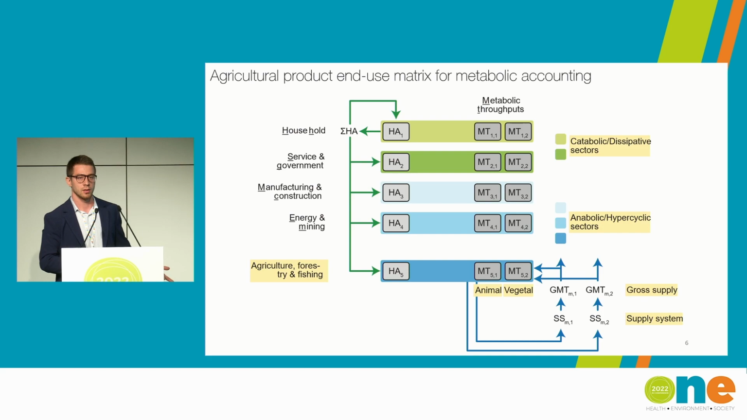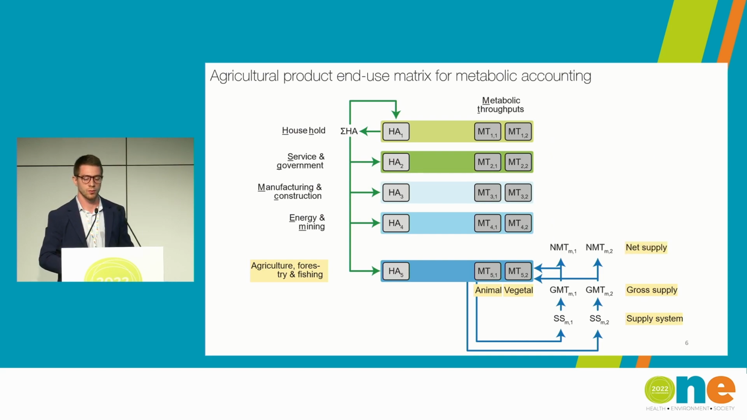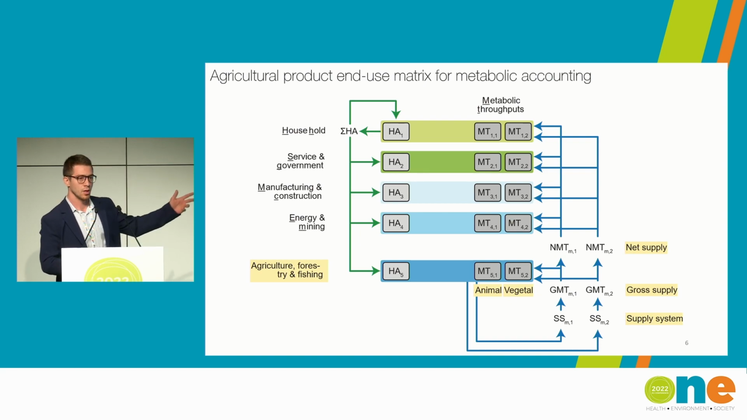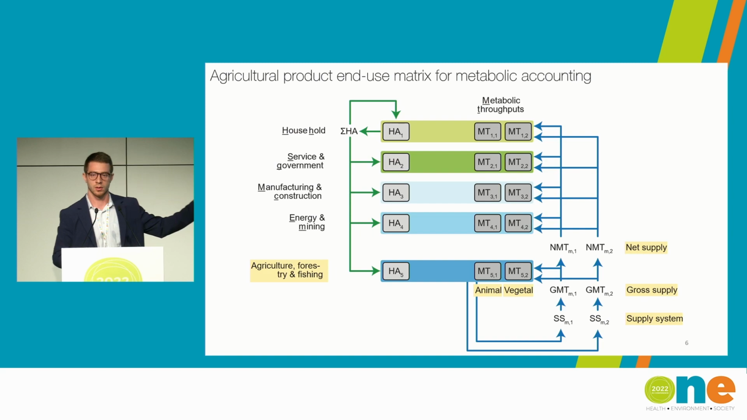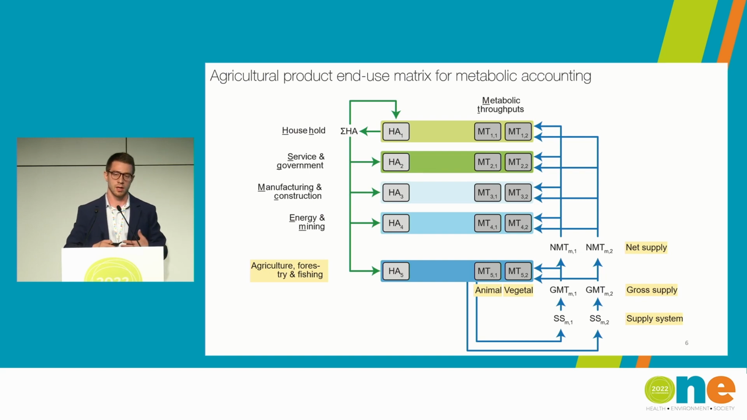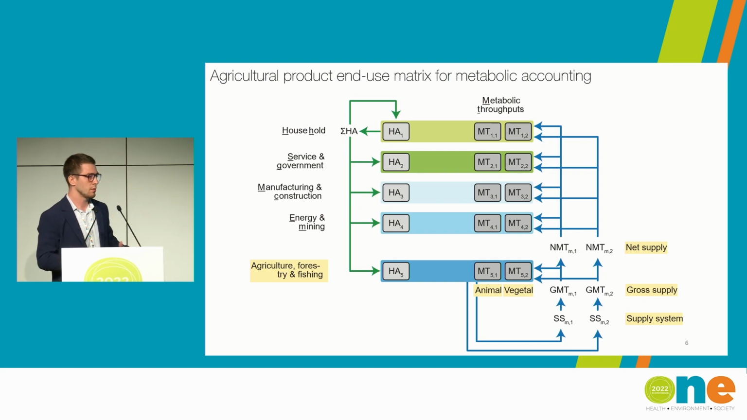Part of that goes back into agriculture, your feed and your seed and so forth. And then a certain fraction of your net supply goes into all the other sectors. This is for biofuels, for industrial feedstocks, for food in the service sector, food in the household sector, and so forth. So these metabolic throughputs are extensive indicators. They're in scale to give us an idea of the scale or the scope of the system being assessed.